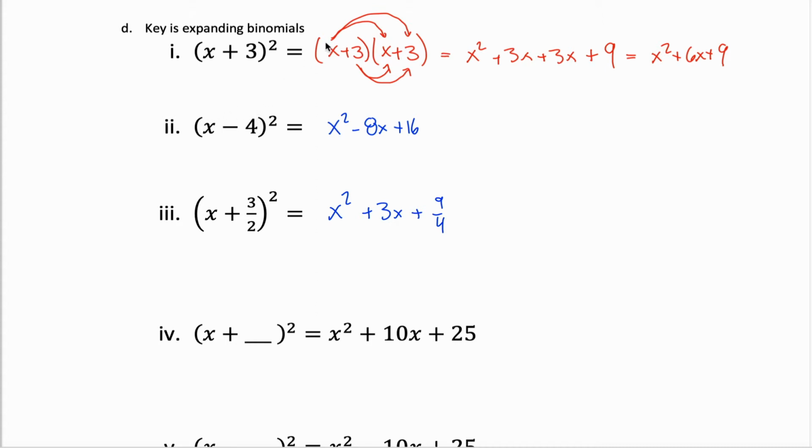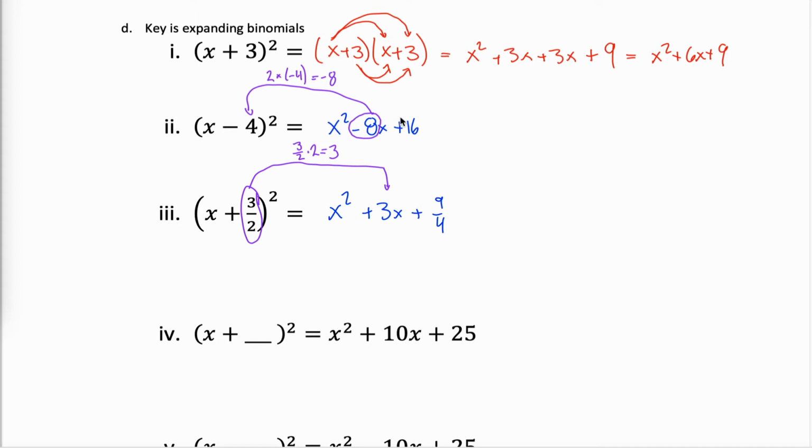But there'll be two of them, one for the outer terms and one for the inner terms, so the negative 8 coefficient in front of the x term really just comes from 2 times the negative 4 that I see right here. Similarly, if I take 3/2 and multiply that by 2, I get 3, which is what produced the 3 that I see right here.